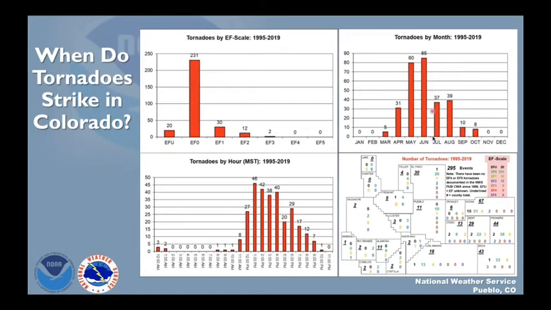July and August, this is generally when we start seeing our monsoon. Notice the dramatic drop off from June to July. With monsoon season comes a weaker flow in the atmosphere, so it's less likely to form a tornado as you start getting into July and August.